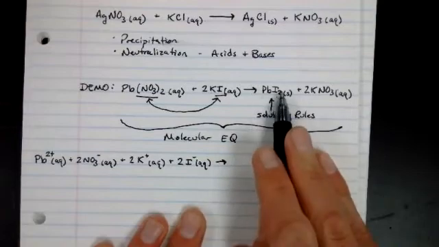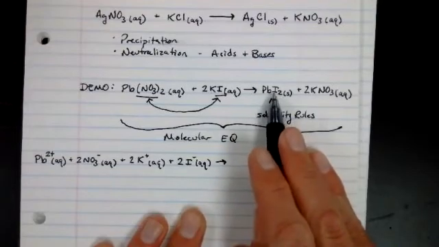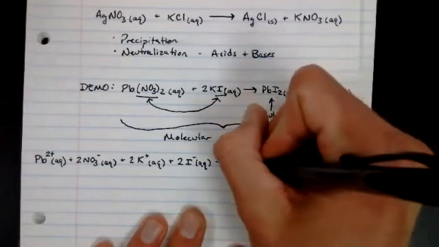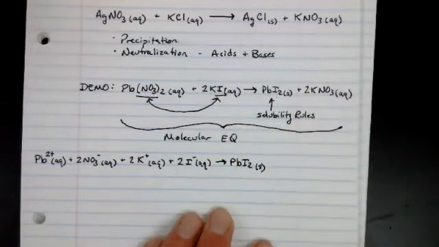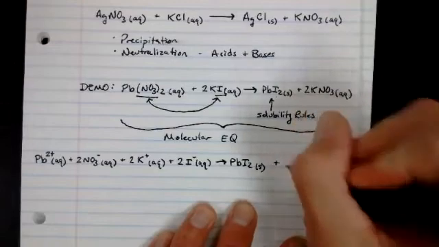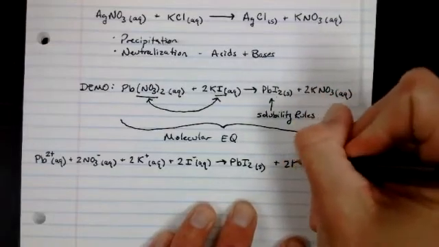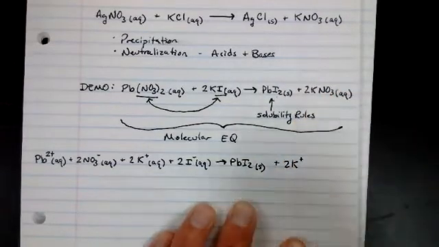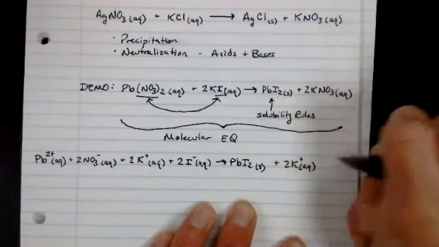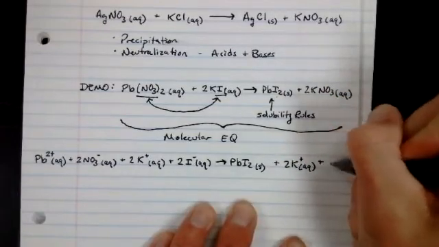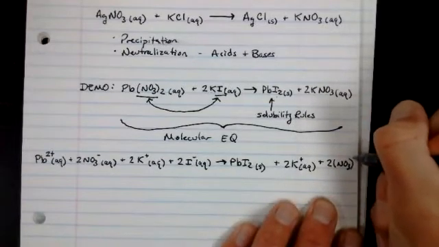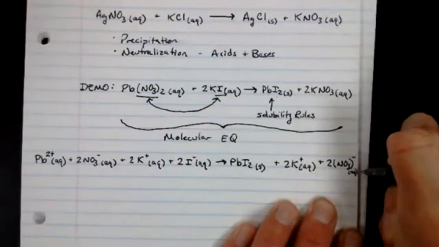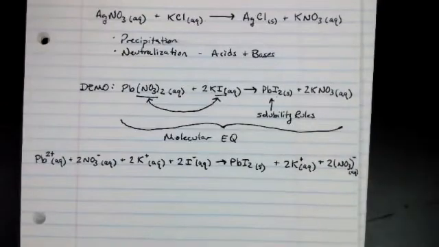Now, lead iodide, it doesn't solvate. It does not become ions. So we're just going to write that as PbI2 and a solid. It doesn't have an ionic character to it. Plus 2 potassium with a +1 charge, and it's aqueous, plus 2 NO3s. I'm running out of space. Sorry about that, guys. And it's aqueous in nature too.